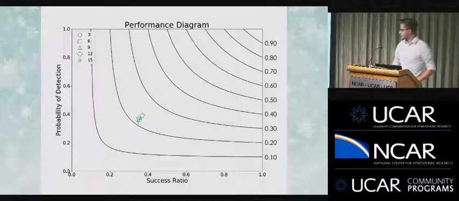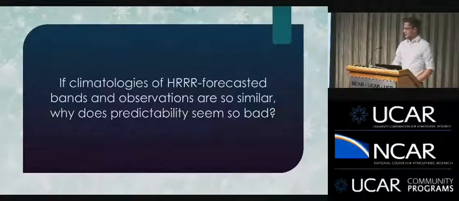So this is a performance diagram. On the x-axis, we have the success ratio, which is 1 minus the false alarm ratio. On the y-axis, we have the probability of detection, which is the probability that a band is forecast if a band is observed. Our success ratio and probability of detection are around 35%, which is pretty abysmal. That corresponds to a CSI of between 0.2 and 0.25. So we have a seeming contradiction: why is the climatology of HER forecasted bands pretty good, but the predictability of bands on a case-by-case basis so bad?